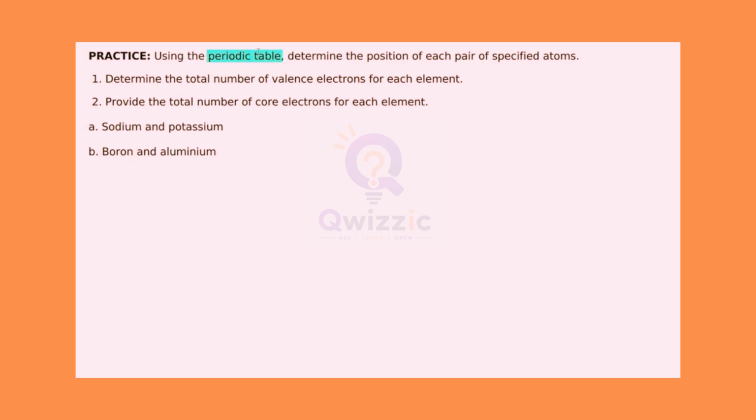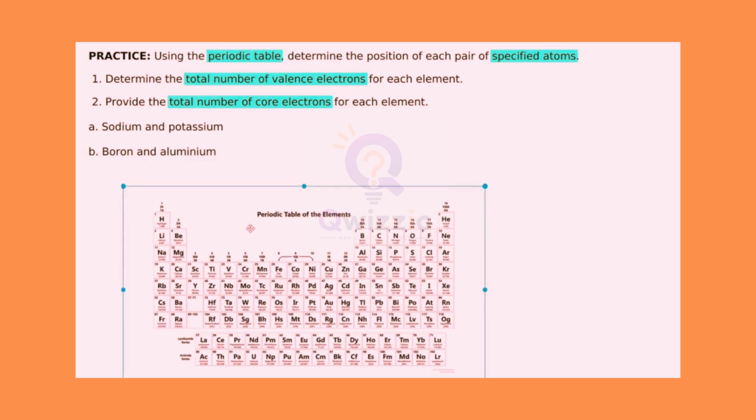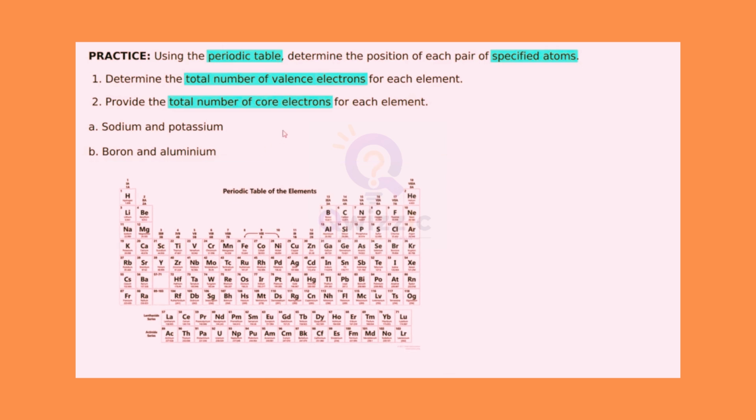Using the periodic table, determine the position of each pair of specified atoms. Number 1, determine the total number of valence electrons for each element. And number 2, provide the total number of core electrons for each element. We are going to begin solving our problem by adding a simple periodic table which will allow us to answer each of these questions. Starting with 1.